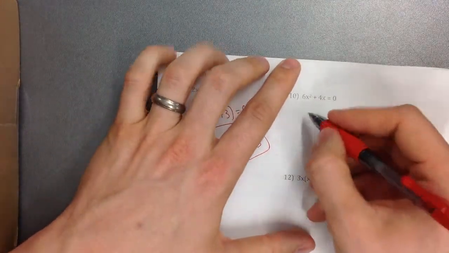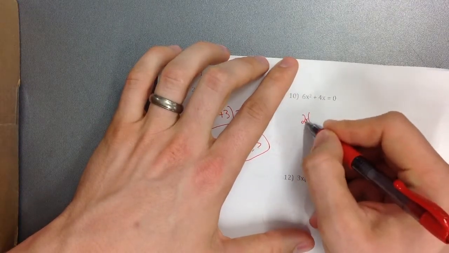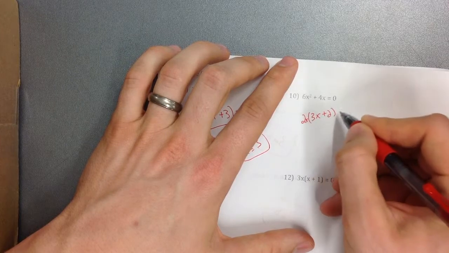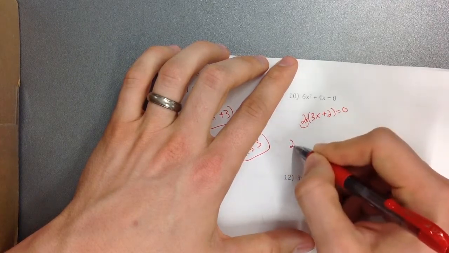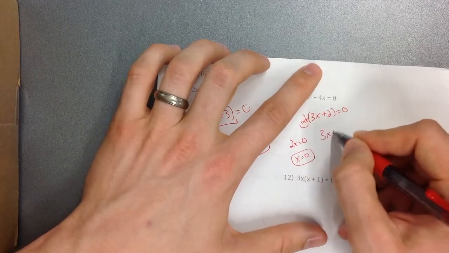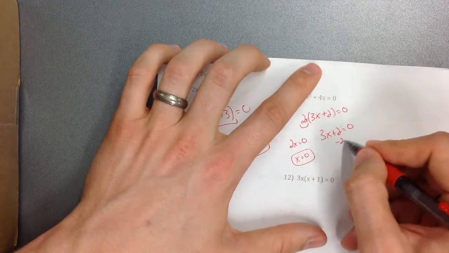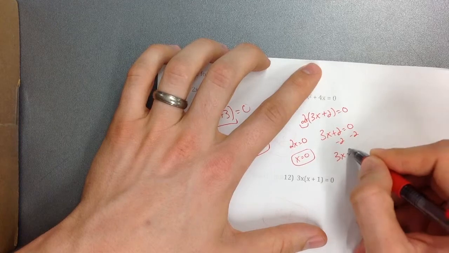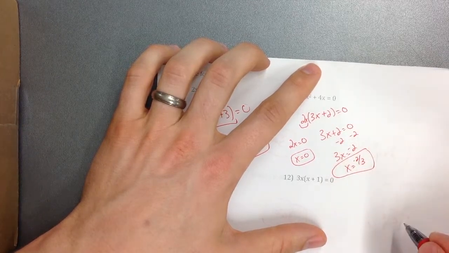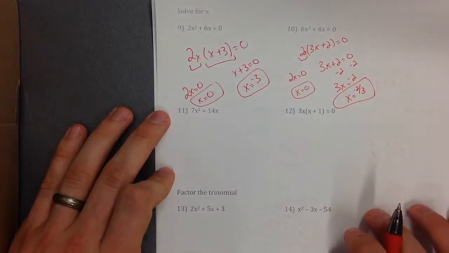Moving right along to number 10, they both have a 2 in common. They both have an x. 3x is left from that 6x squared, and a 2 is left from the 4. So again, 2x could be 0. That would make x 0. And 3x plus 2 could be 0. Pull the 2. 3x is negative 2. X is negative 2 over 3. All right. Moving right along.